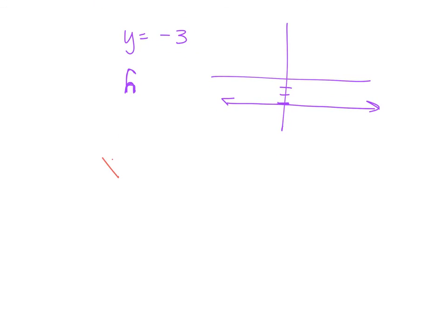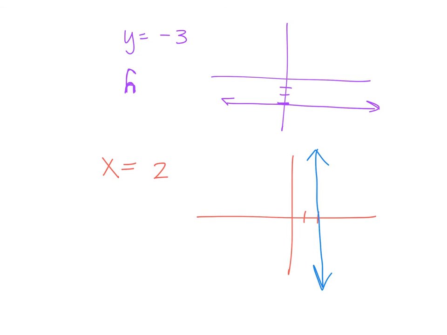What about x equals 2? How do you graph that? That one is vertical because your x value is always 2, right? 1, 2. So x equals 2 would look like that. A vertical line where x is always 2. Okay?